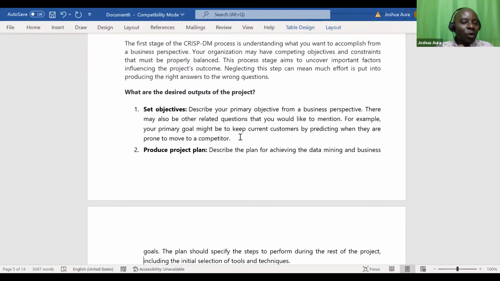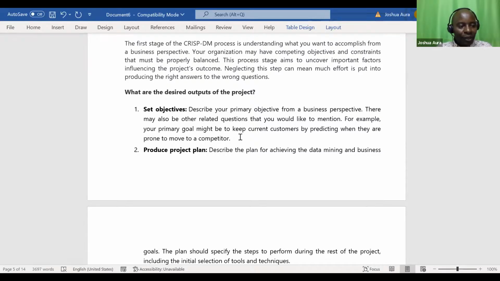So what do I need to do? I need to analyze data and realize what you may want to remain with me. Produce a project plan. It is at this stage of understanding the business that we shall be able to produce a project plan. I told you from the word go, a data analyst must be a good project planner, a good project manager. So you must know how to make the network.